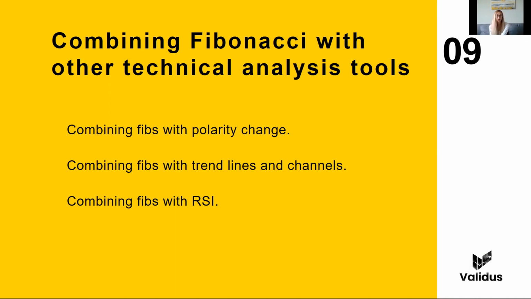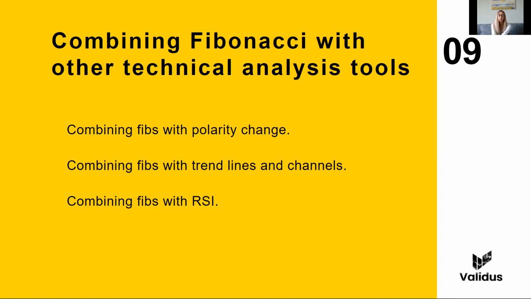Combining pips with polarity change. This is a great way to use Fibonacci retracement, looking for the Fib levels which interact with old support and resistance lines. Like here, price broke the previous highs and started pulling back. The older resistance should become the new support, so you may be going long on the retest of this level.